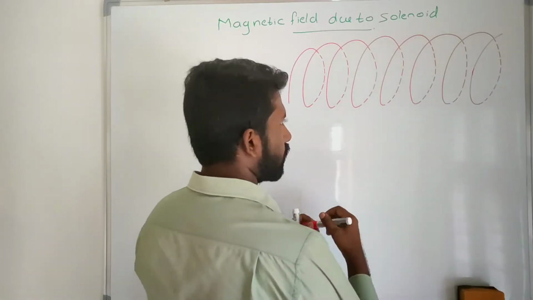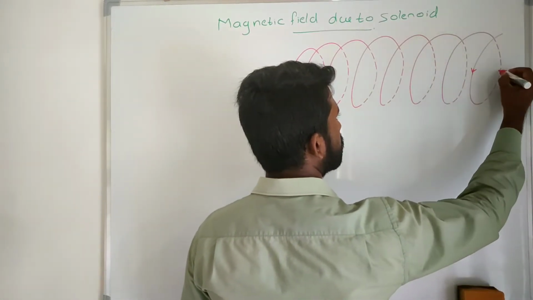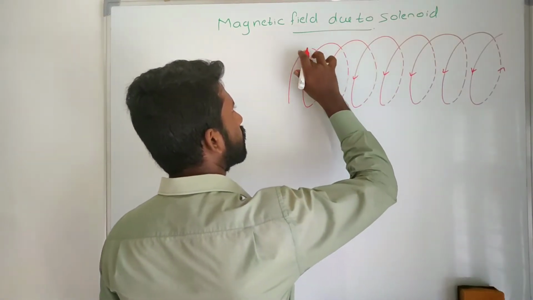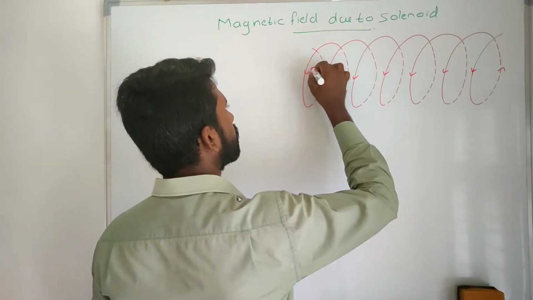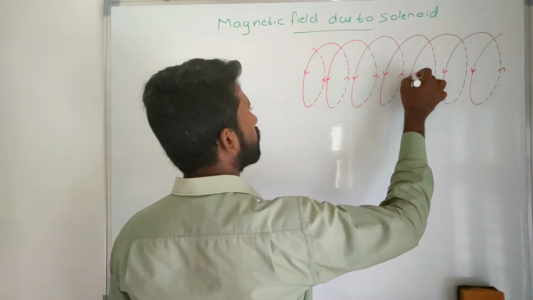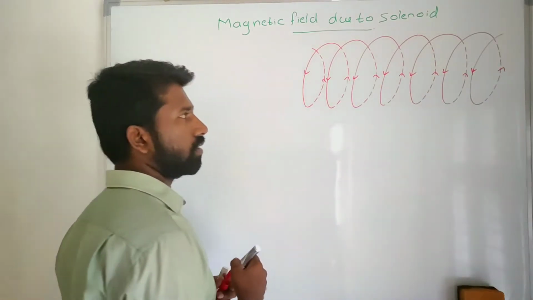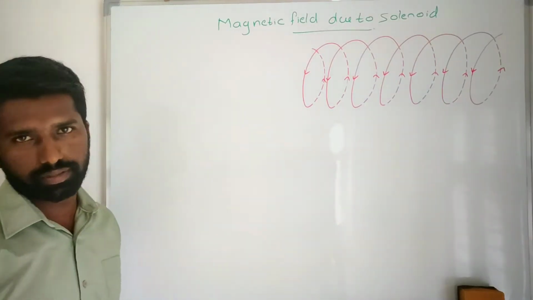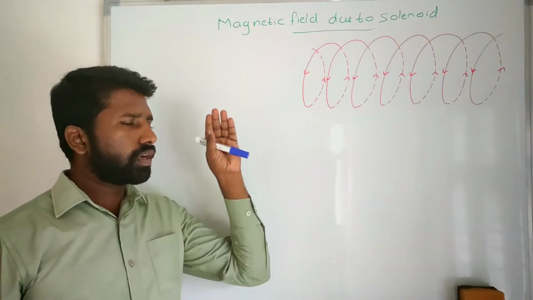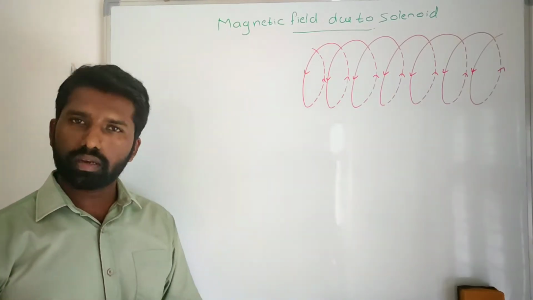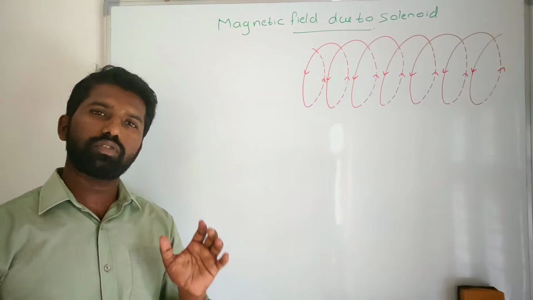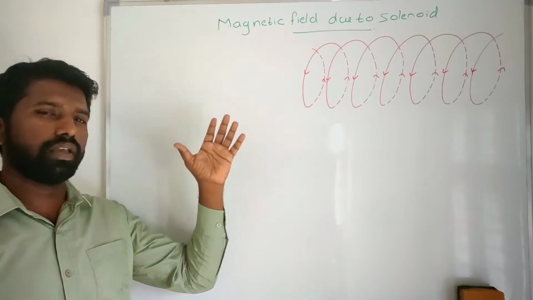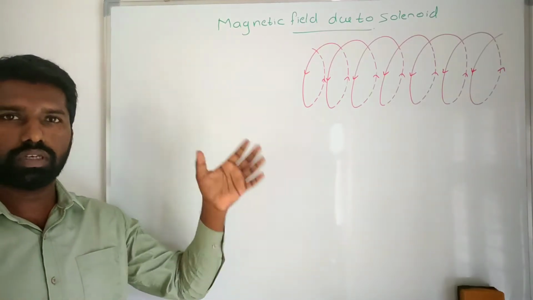I am assuming the current flowing through this solenoid is like this. This is the way the current flows through this solenoid. All current-carrying conductors produce a magnetic field, so this solenoid also produces a magnetic field. What is the nature of the magnetic field produced by this solenoid? We have to see it.